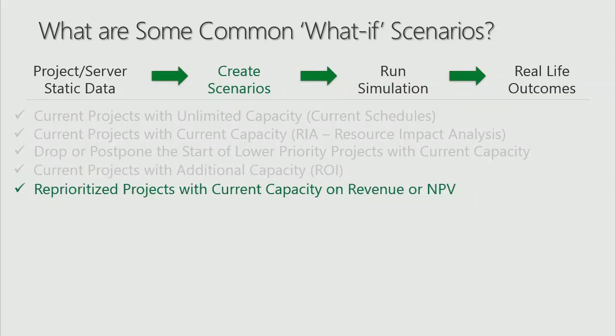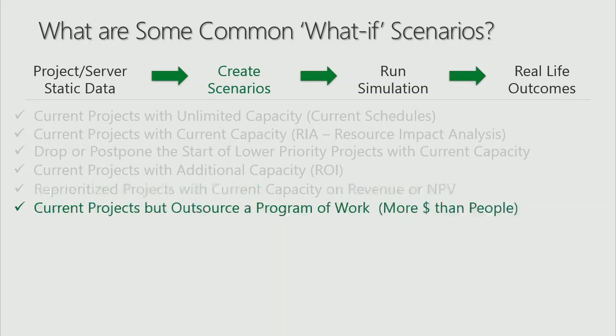We could reprioritize our projects. This is a very common one too. Our highest priority project got the resources and finished on time, but maybe it is all right for that project to finish a little bit later in order to get 2 or 3 more projects done sooner. I can rapidly do that kind of experimentation. Another one, we can look at our projects, but instead of hiring more people, we can just quickly get more people via outsourcing.